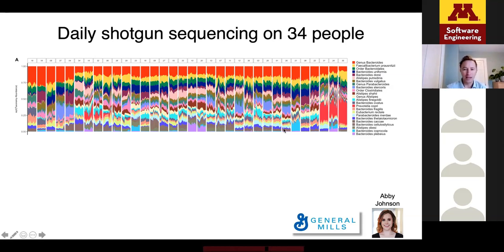Totally. What can you learn about the gut ecosystem by looking at this plot? Any thoughts?